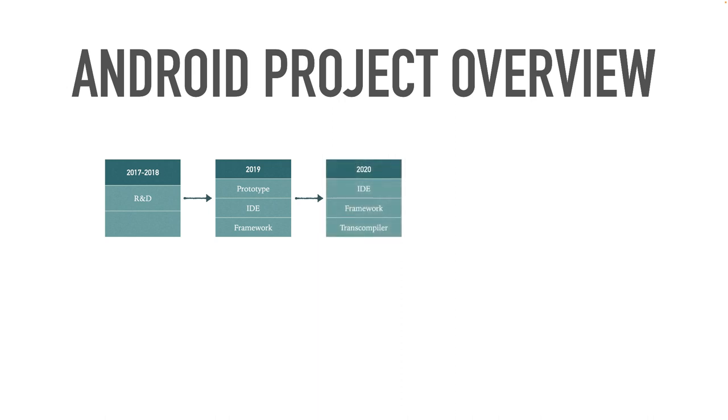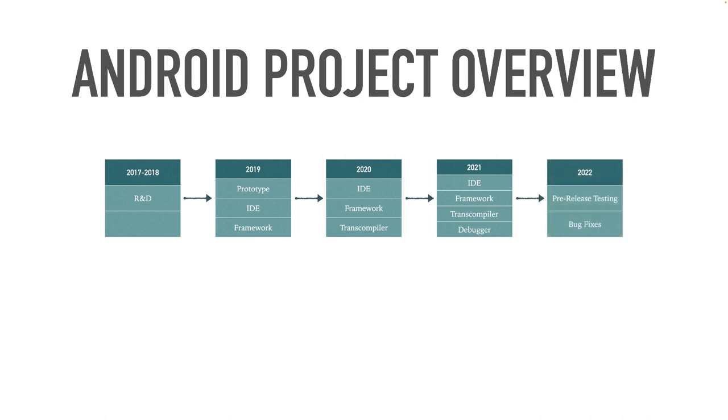2020 continued with lots of work, still continuing on the IDE and the framework, and then also work on the transcompiler. 2021 continued all the previous work with more and more things being added, and then we also implemented the debugger. And now we're at 2022, and Xojo for Android is in pre-release testing, and we are focusing on bug fixes.